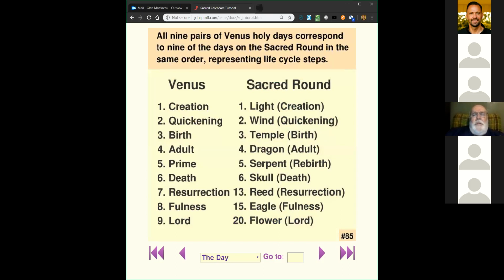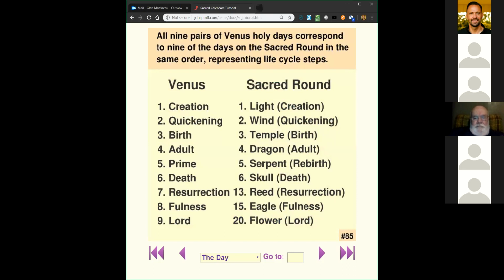So these are the 9 pairs of holy days. Oh yes, and all 9 of them correspond to days on the sacred round. The 9 phases of Venus are on the left, from creation through Lord. We just discussed them. On the right of the slide are the days. There are 20 days on the sacred round. The sacred round is more detail. Venus has 9 phases. The sacred round gives 20 steps of life, but this is how they correspond.